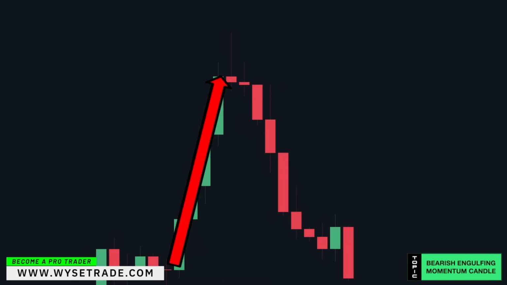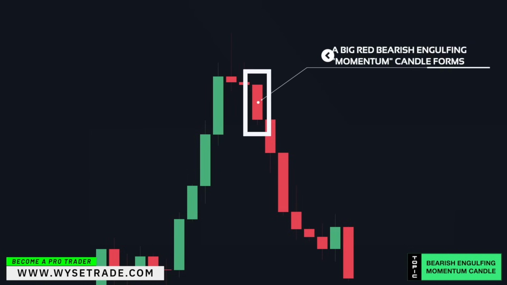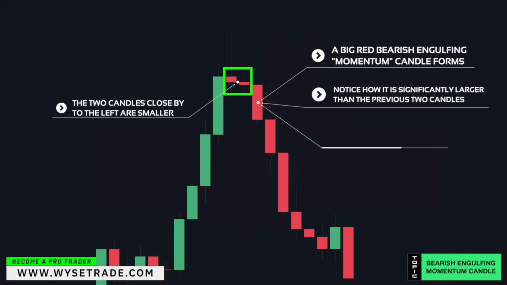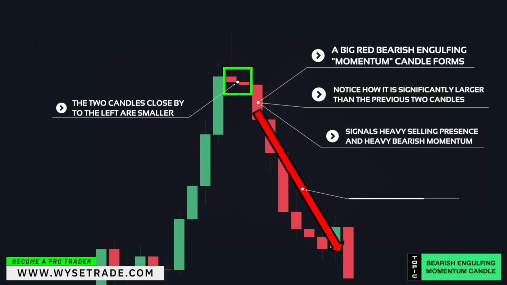Now on the charts. You have a moving uptrend before a big red engulfing momentum candle forms. Notice how it is significantly larger than the previous candle. This signals heavy selling presence. Heavy bearish momentum triggered a reversal downwards and presented short trade opportunities along the way down. Let's show one more.